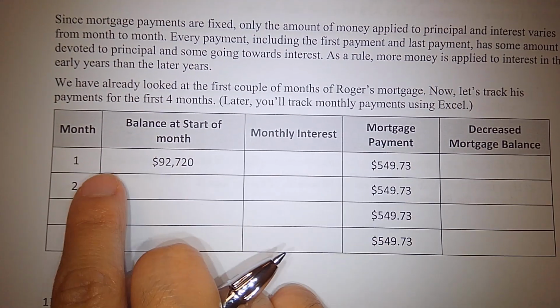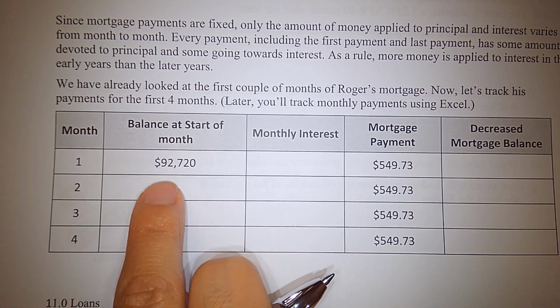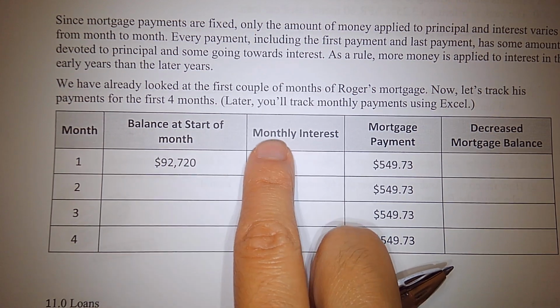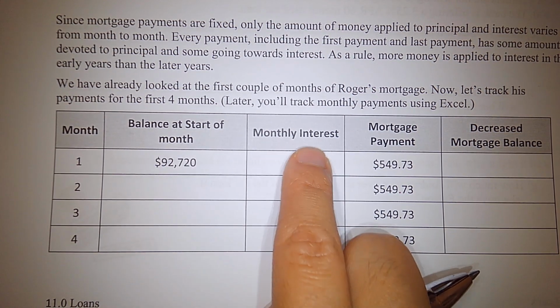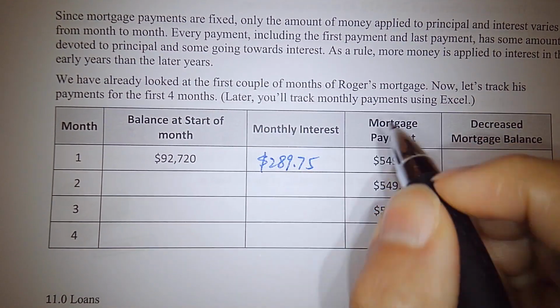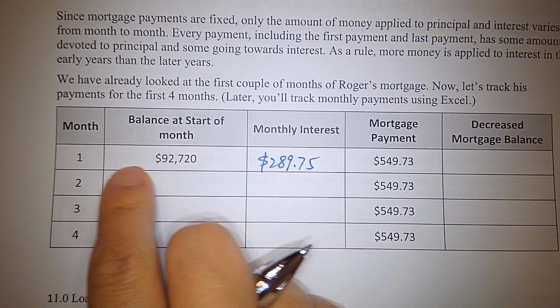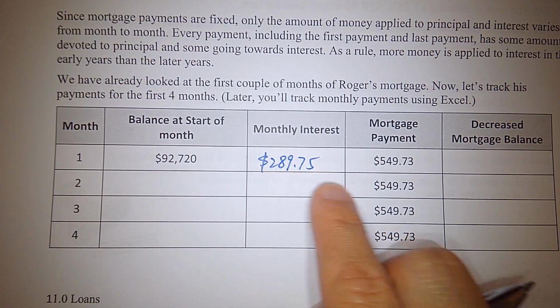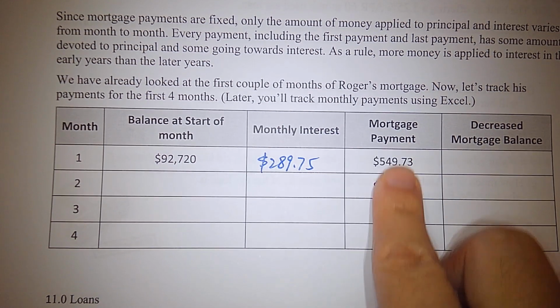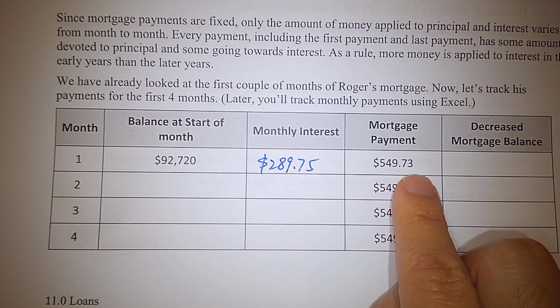Say month 1, starting balance $92,720. What is the interest in that month? $289.75, right? But in that month, does Roger only pay this much? No, he pays this fixed mortgage payment each month. Okay, so $549.73.